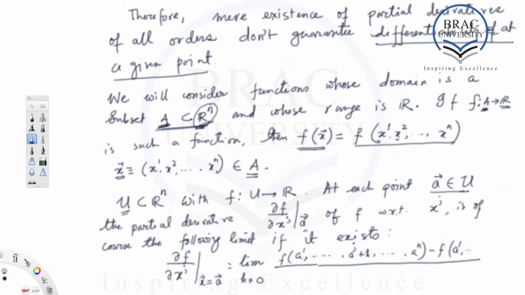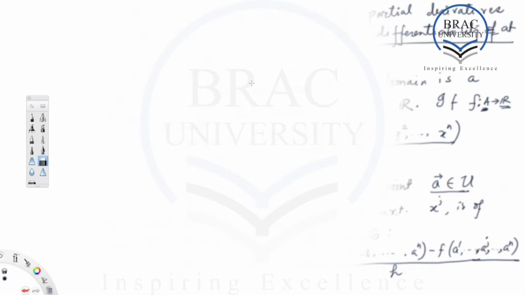This is dot dot dot, then AJ, and finally AN, divided by H. Okay. So if the limit exists, then we say that the partial derivative of f with respect to xj exists at this point a, and that is given by this expression. Okay, let me erase now.